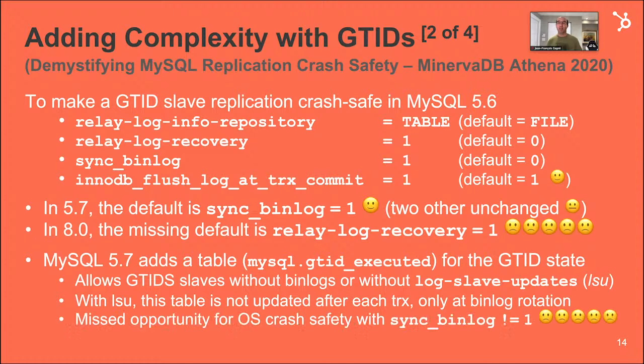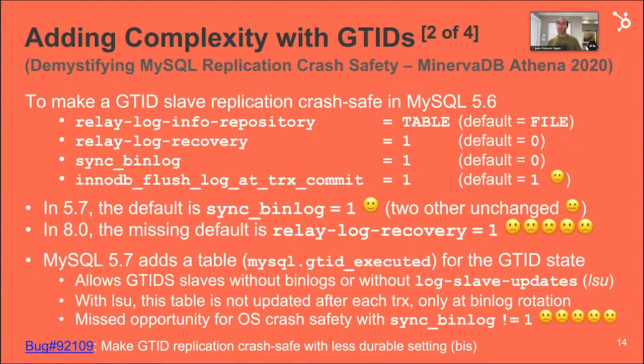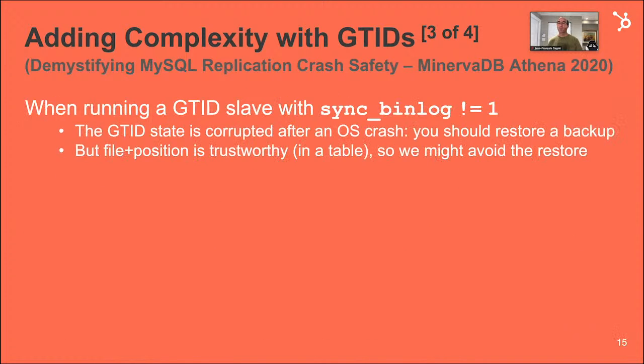A big cost really is the mistake for operating system safety with sync_binlog not equal to 1. So this is a bug only for 5.7. It's the fault of the Facebook bug to make replication crash safe with less durable settings. And in the bug, I suggest to update the GTID executed table after each transaction. When you're running GTID with sync_binlog not equal to 1, after an operating system crash, not just a MySQL crash. A MySQL crash is fine.